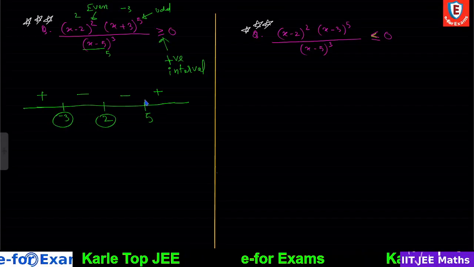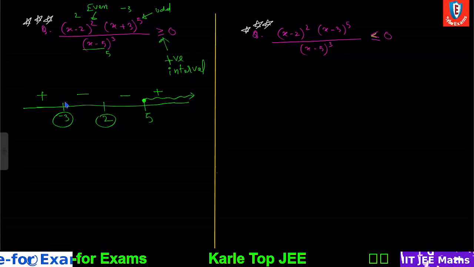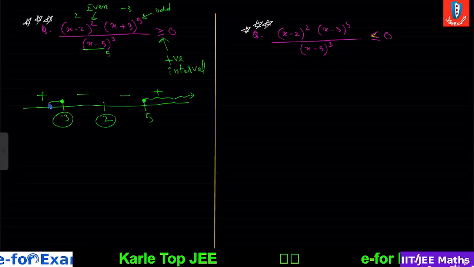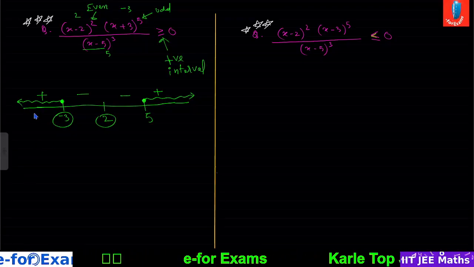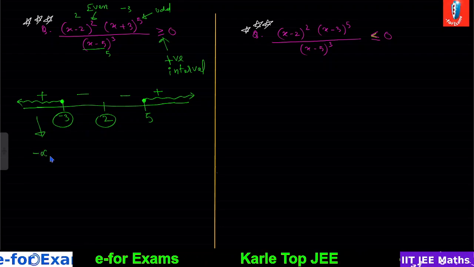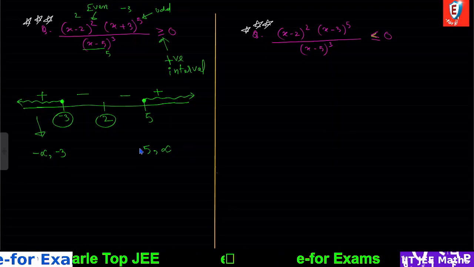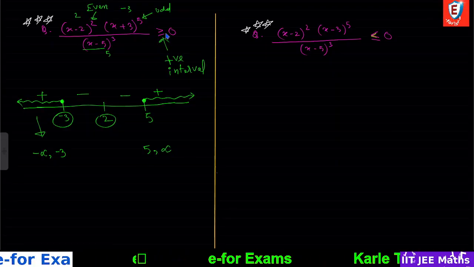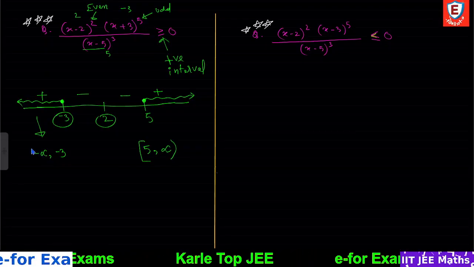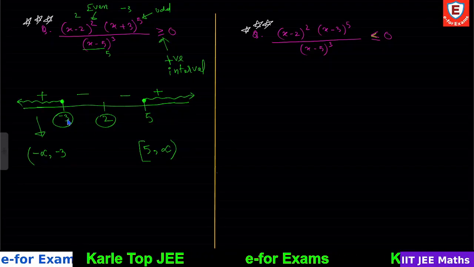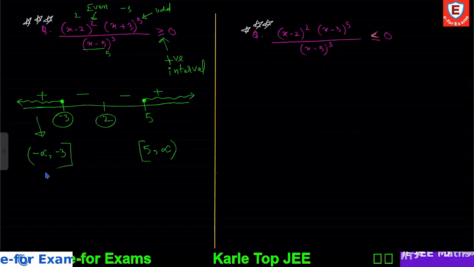Where do we get the positive intervals? Here 5 up to infinity, and then from minus 3 towards the left. These are positive intervals. So from this we get minus infinity to minus 3. From here we get 5 to infinity. What about inclusion and exclusion? Here equal to is there, so 5 will be included. For infinity we always use open. For minus infinity we always use open. Here at minus 3, the dot should be there. Equal to is there, so we will use the square bracket.